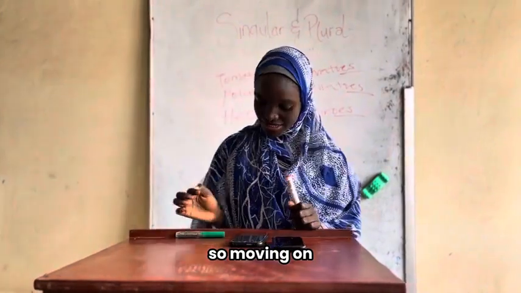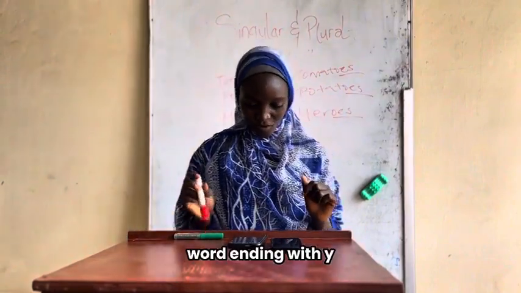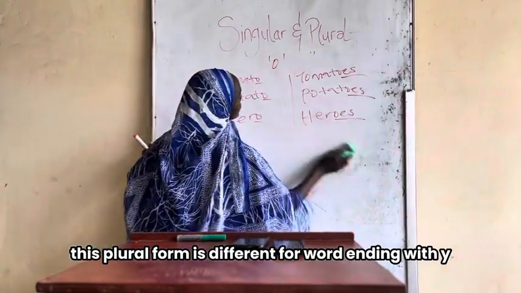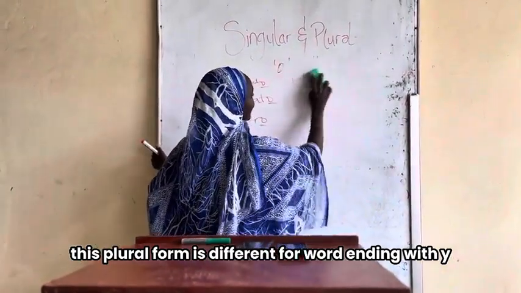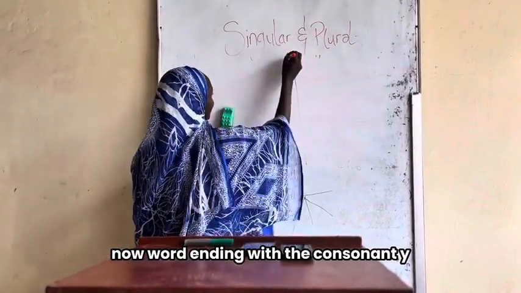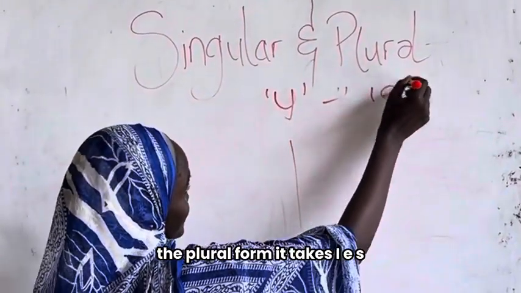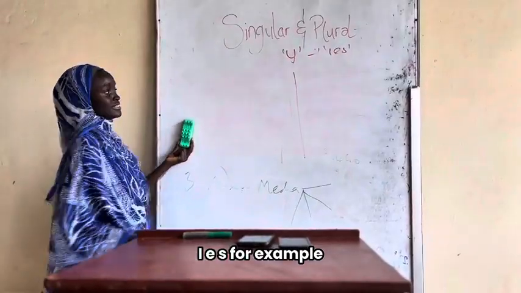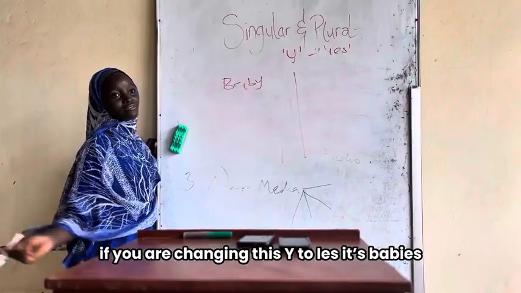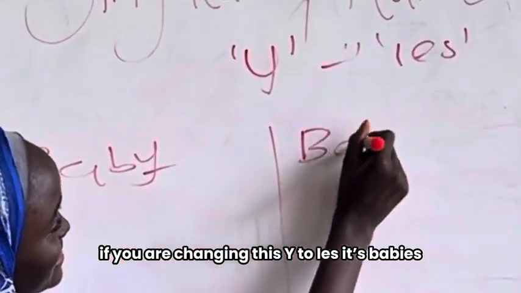So moving on, we have words ending with y. Words ending with y, this plural form is different. For words ending with a consonant plus y, the plural form takes ies. For example, we have baby. Now the plural form, if you are changing this y to ies, it is babies.